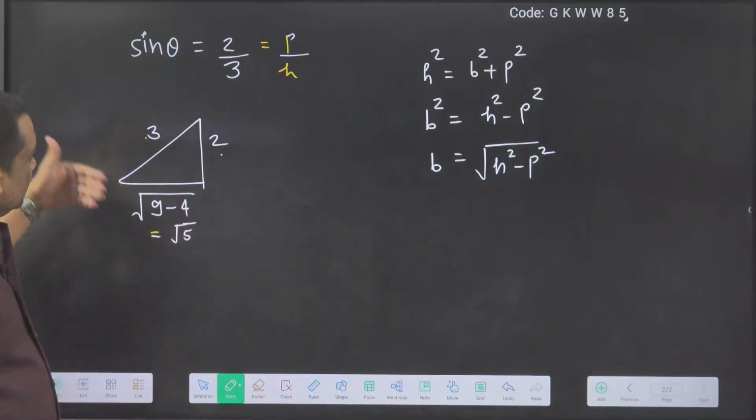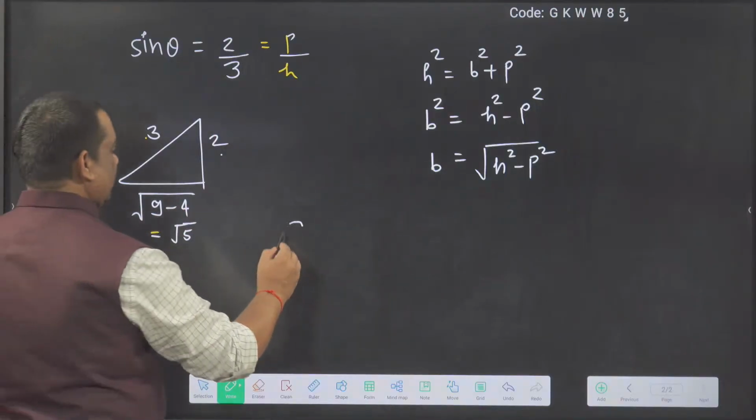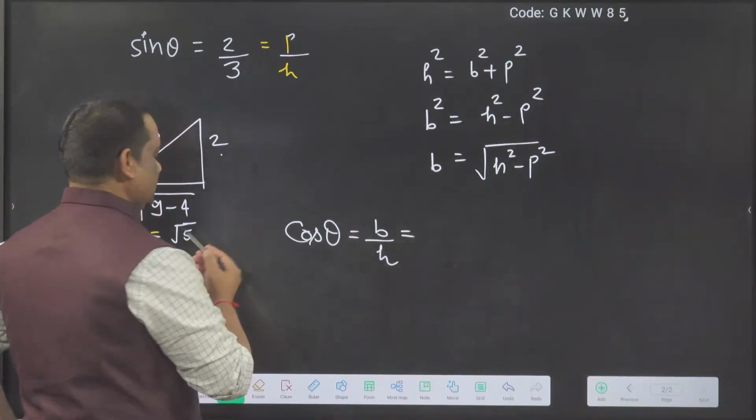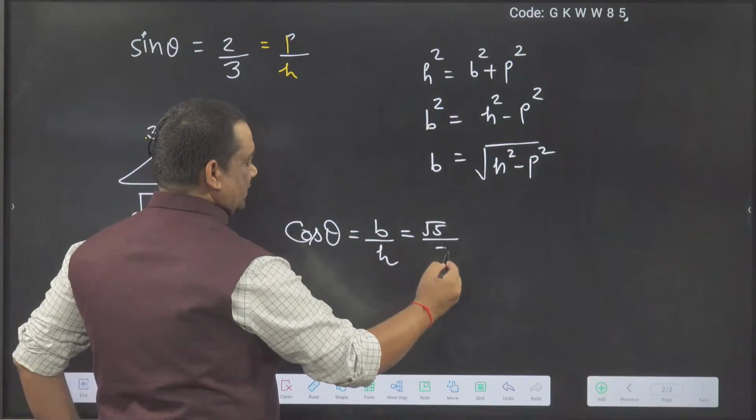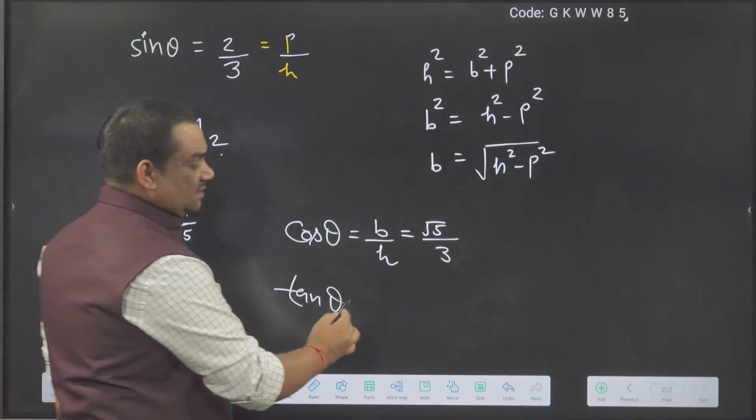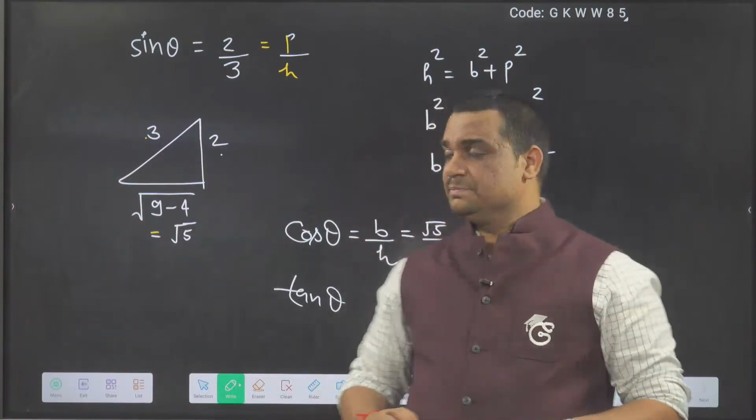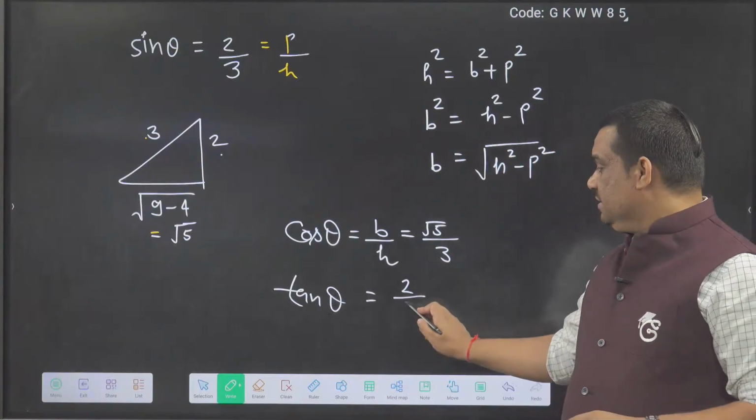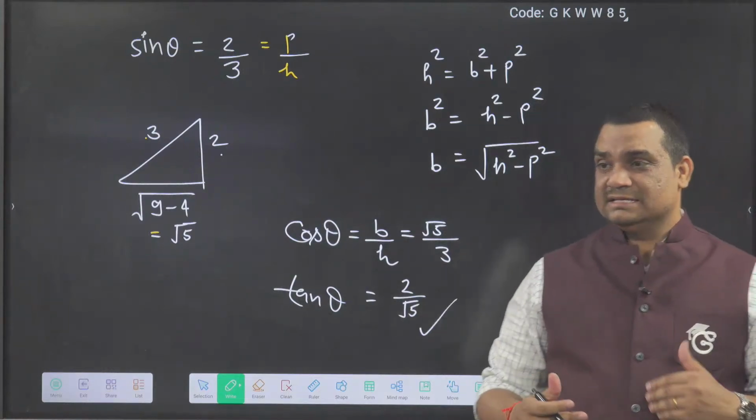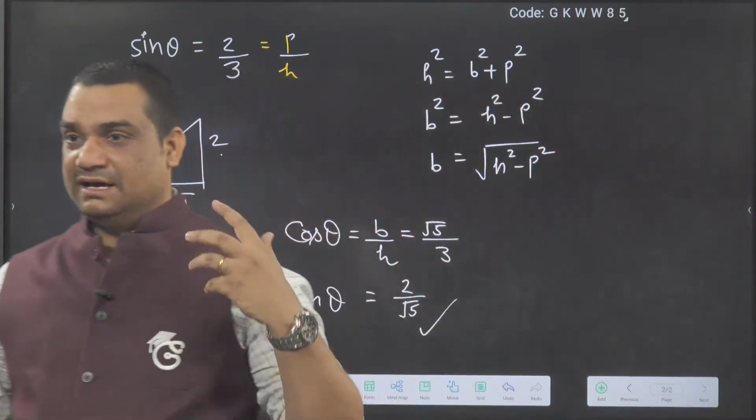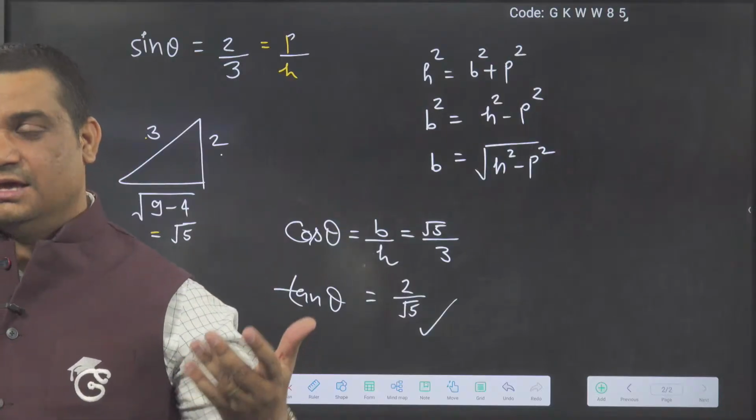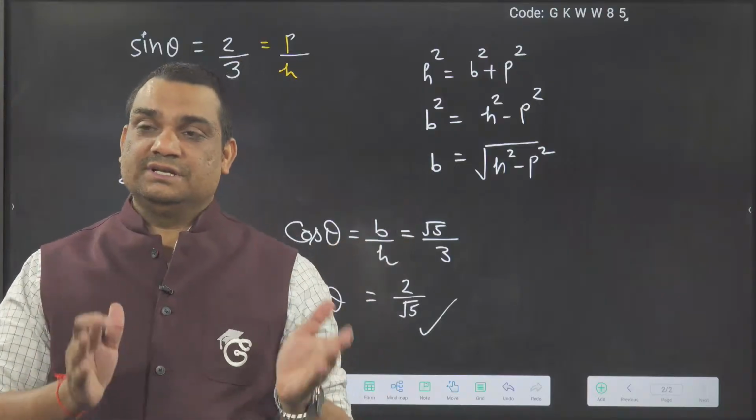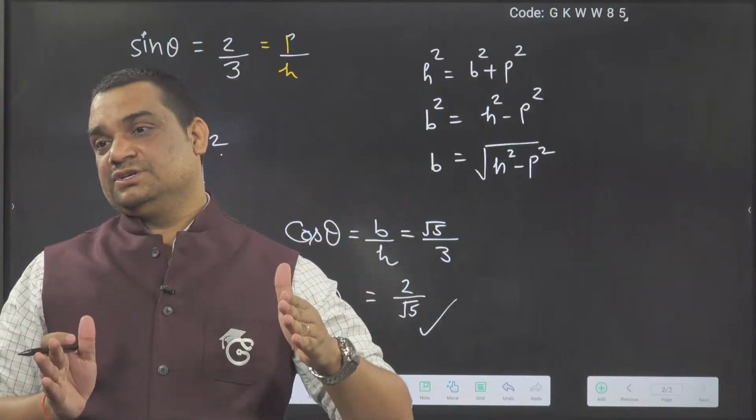I am expecting that all people got what I have done directly. Now suppose they have given the option in cos. Cos becomes b by h, so we can write √5 by 3. Suppose they are asking you tan theta, then tan theta is the perpendicular, that is 2, divided by root 5, so 2 by √5. Somewhere you will get the answer in sine, cos, or tan, and then you have to convert into each other. So now we are doing questions on conversion from one trigonometric ratio to another.